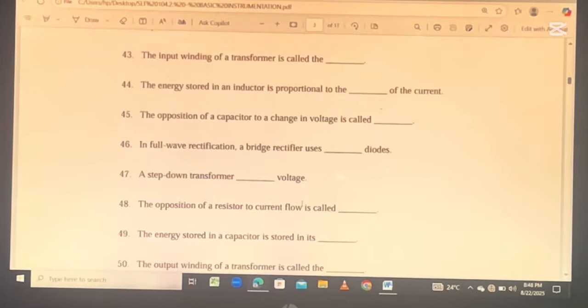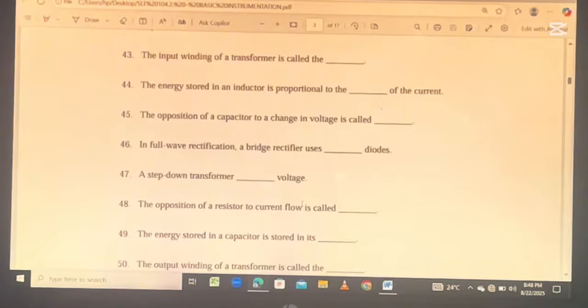So it is called the primary winding. Now, the energy stored in an inductor is proportional to the square of the current. So the energy stored, E, is directly proportional to I squared, I raised to power 2.